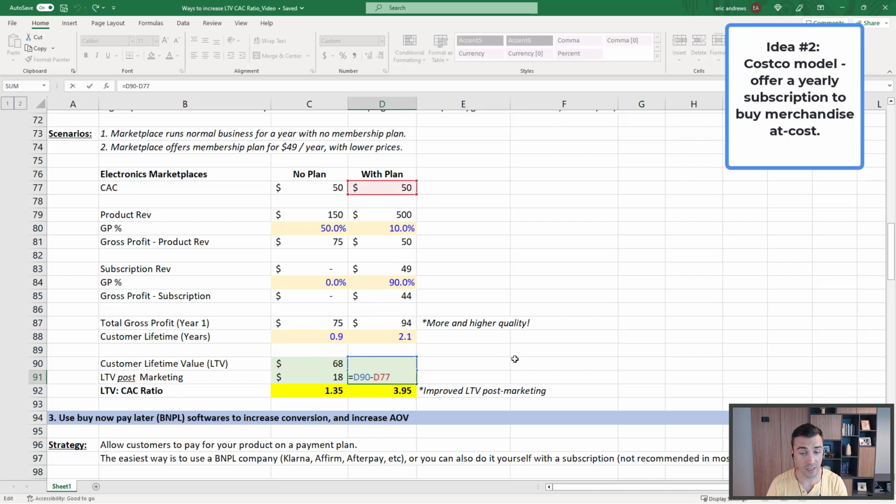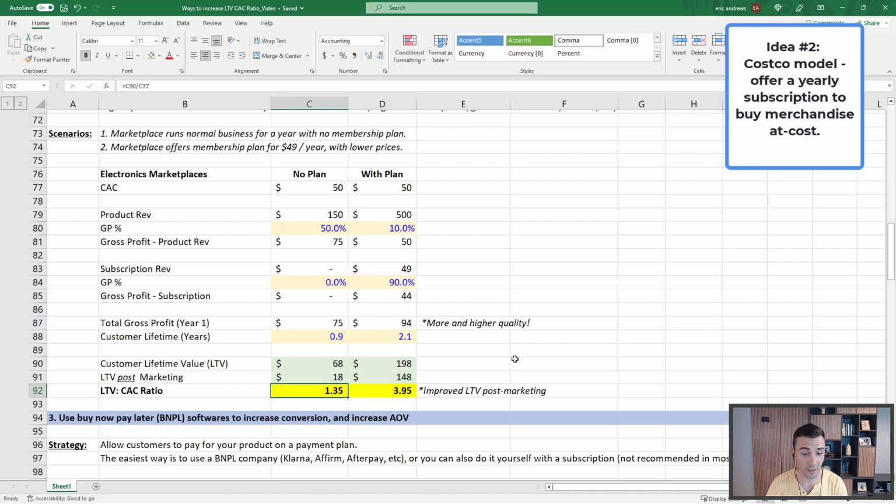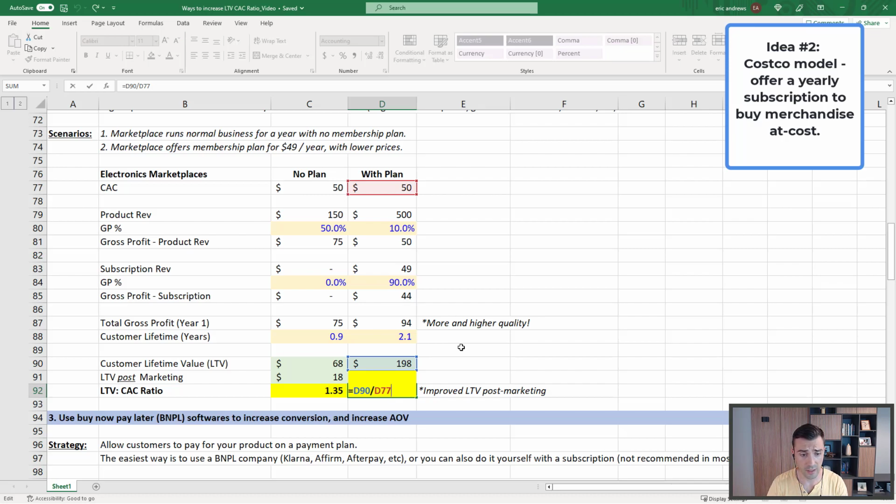And then if you take the LTV and subtract marketing, so that's how much profit you make after you've paid for all of your marketing, it's 18 versus 148. So pretty different numbers. And finally, your LTV divided by CAC, so that's $68 of profit divided by your $50 CAC, is only about 1.4. But with the membership plan, you can see that your LTV is 198 divided by CAC 50. So that ends up being 3.95. Your customer's happy. The business is more profitable.